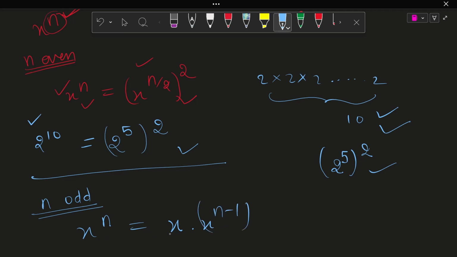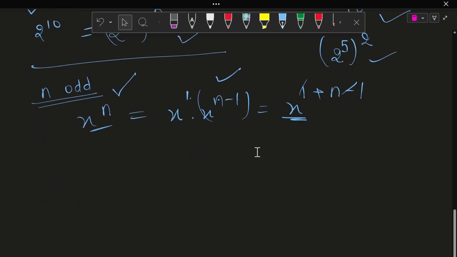Can you see? If you multiply these two, we get x power 1 plus n minus 1. So this plus this, the one cancels, and ultimately you are going to get x power n. So what is the use of representing it in this format? For that, I will show you an example.